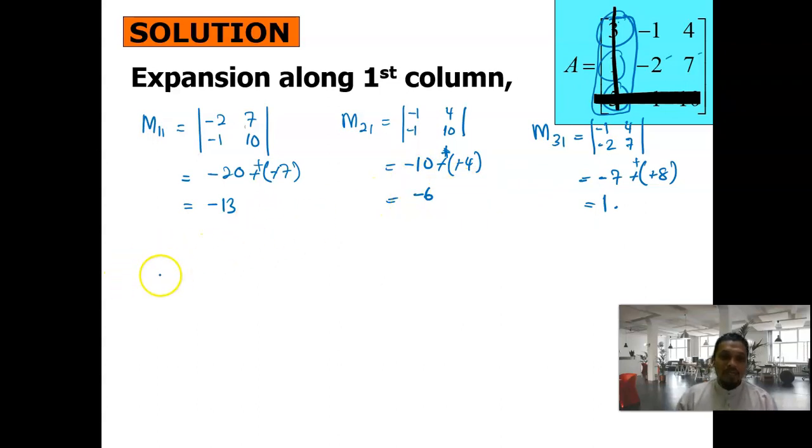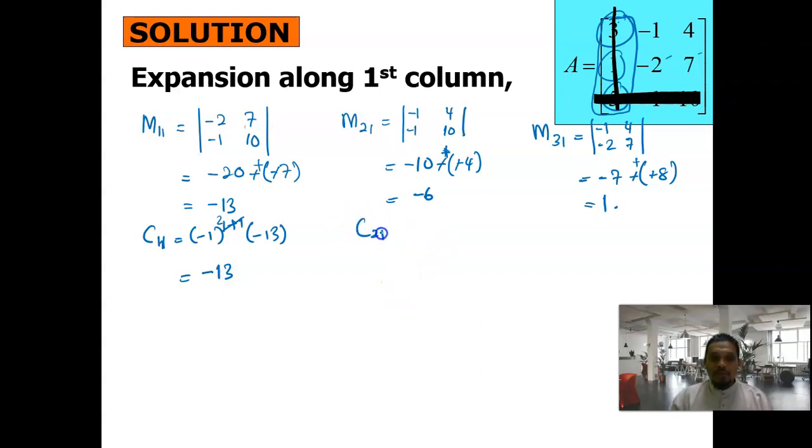Okay, now cofactor of 1, 1, which is negative 1 to the power of 1 plus 1 multiplied with a minor, which here is negative 13. So negative 1 plus 1 equal to 2, so negative 1 squared equal to positive 1. Positive times negative 13, negative 13.